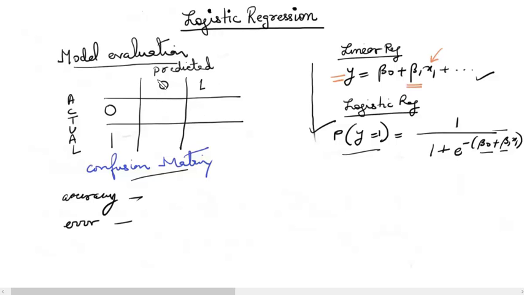Now in the confusion matrix, these terms have particular names to them. So let us see in this video what are these names, and why do we give them particular names.